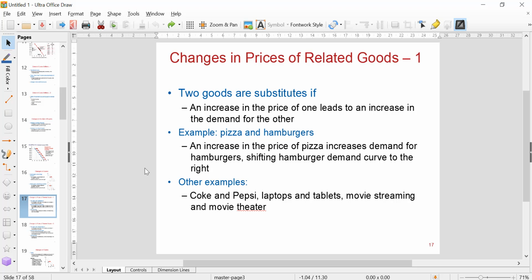Now, demand is also affected by the change in the price of related goods. Related goods could be substitutes and complements. An increase in the price of one leads to an increase in the demand for the other good. So two goods are substitutes in that case. Examples are pizza and hamburgers. When the price of pizza increases, demand for hamburgers increases. Now there's a shift of hamburger demand to the right. So substitutes include Pepsi and Coke, laptops and tablets, movie streaming and movie theaters, and many more.